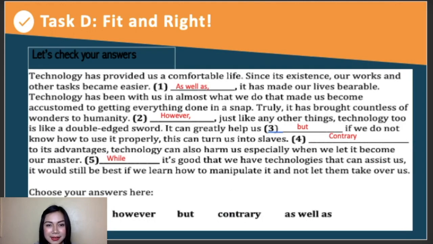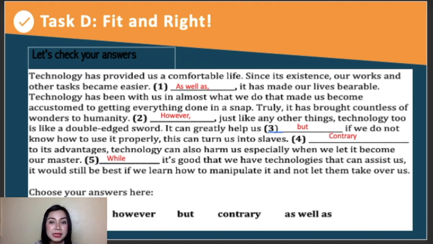So this is the correct answer. Technology has provided us a comfortable life. Since its existence, our work and other tasks became easier, as well as it has made our lives bearable. Technology has been with us in almost what we do that made us become accustomed to getting everything done in a snap. Truly, it has brought countless wonders to humanity. However, just like any other things, technology too is like a double-edged sword.